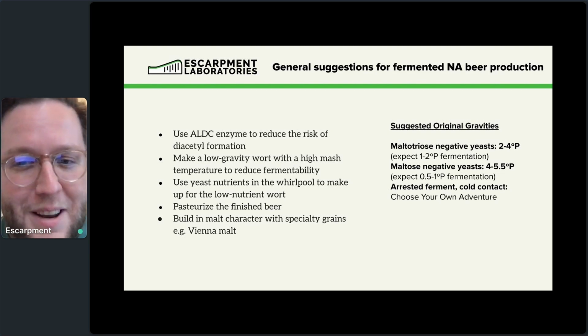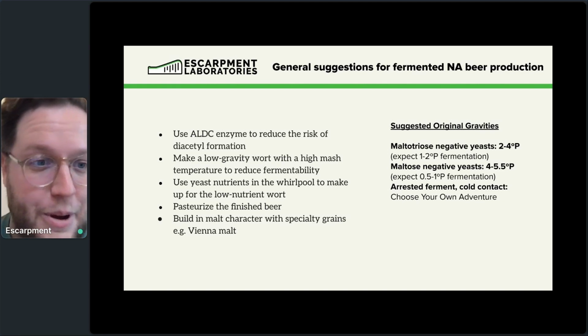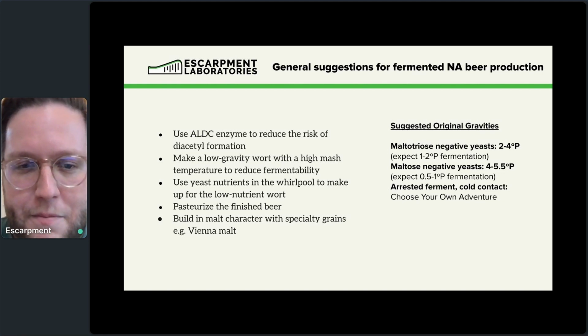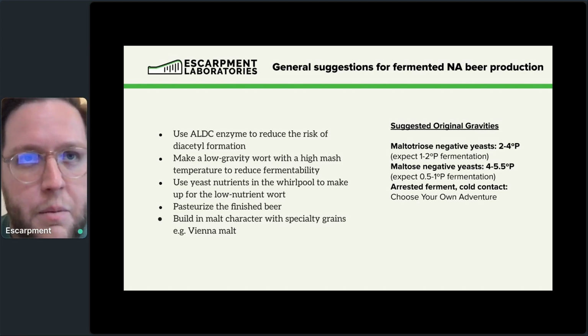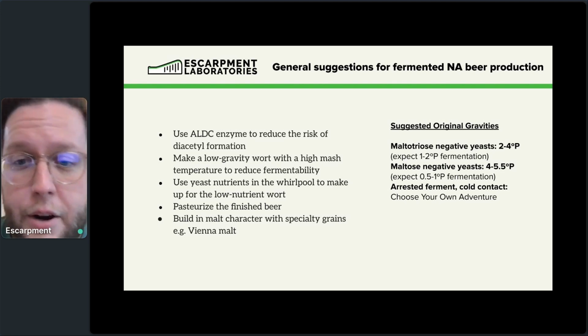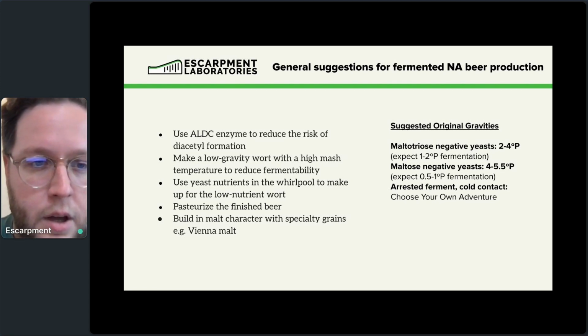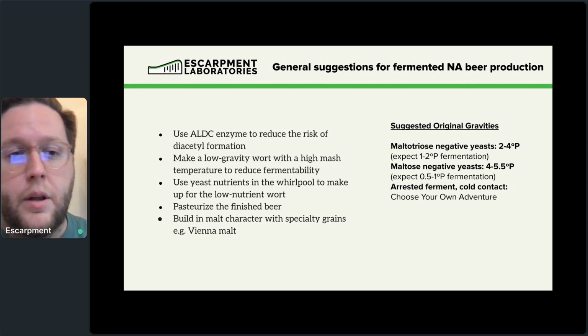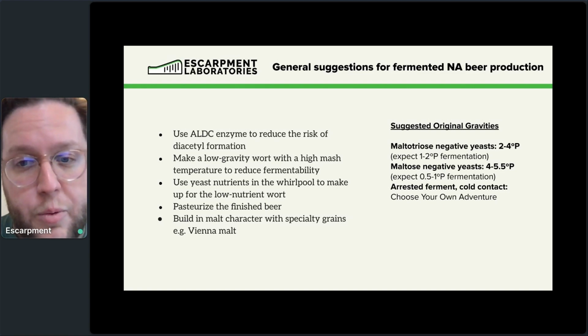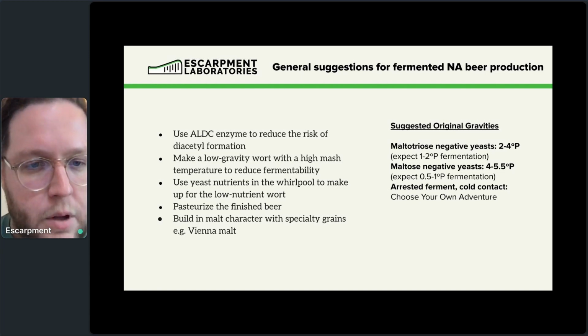And then with the arrested ferment and the cold contact, it's kind of choose your own adventure, right? You're in control of the attenuation. So you do you. Some of these beers can be higher Plato. I have had non-alcoholic beers on the market that are a fair bit sweeter than what we've seen here. But in general, most are finishing below 5 Plato.